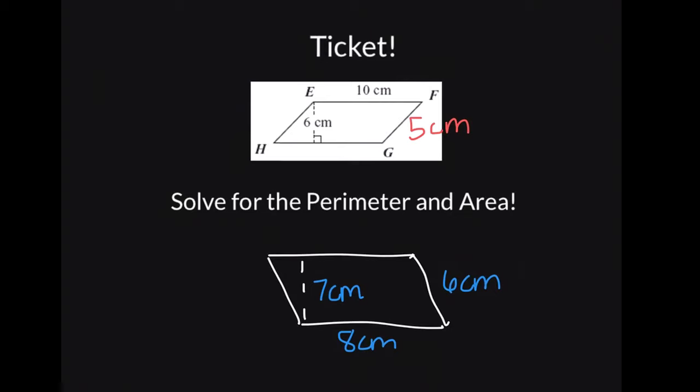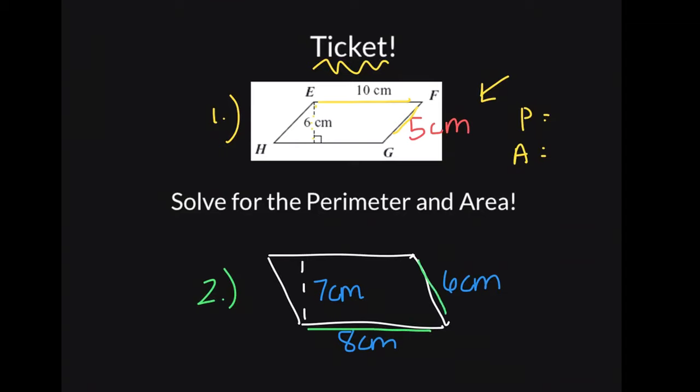Now it is your turn to show me all that you know on our handy-dandy ticket. The first problem I'd like you to solve on your own is this parallelogram here that has a base of 10 centimeters, a width of 5 centimeters, and a height of 6 centimeters. You're going to solve for the perimeter and the area, please. When you're done with that one, you're ready for the second parallelogram. This one has a base of 8 centimeters, a width of 6 centimeters, and a height of 7 centimeters. Again, you'll find the perimeter and the area.